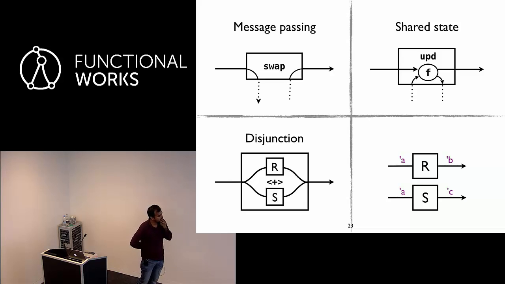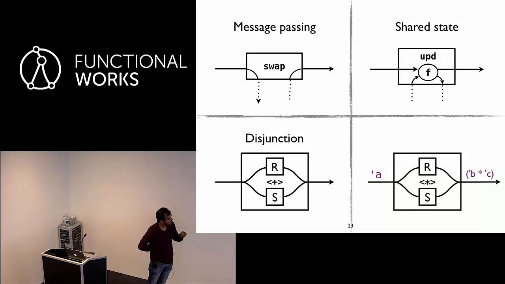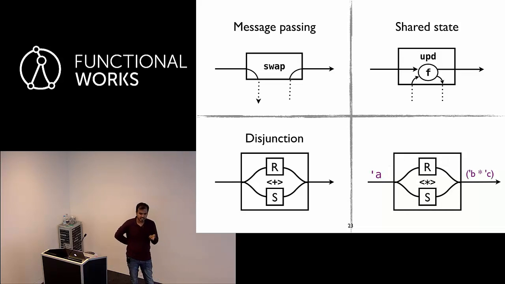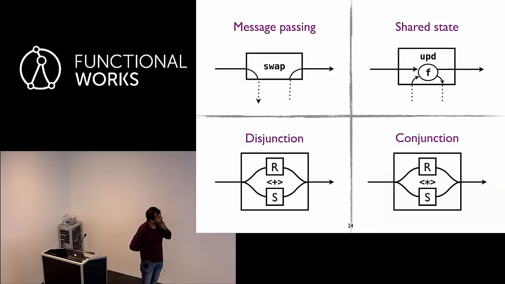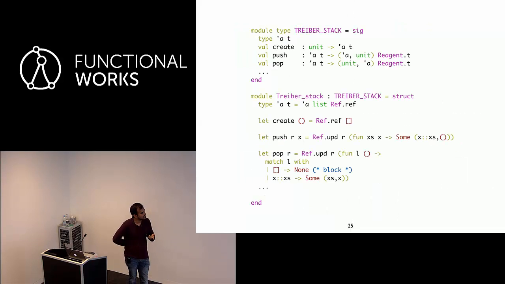You could also combine reagents in parallel, where if I have two reagents R and S that go from alpha to beta and alpha to gamma, essentially, you can combine them in parallel such that the composite reagent will only fire if both of the reagents are enabled. And all of this happens atomically. And reagents take care of the underlying protocol, so none of this deadlocks. So it's quite nice. So you have these four operators, and you can do fancy things with this.